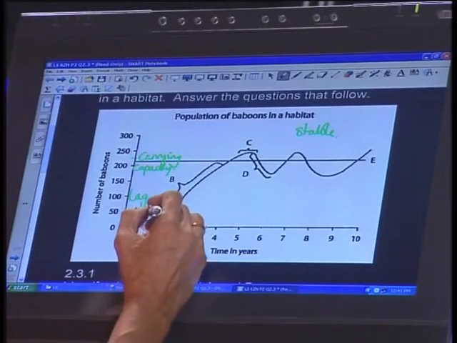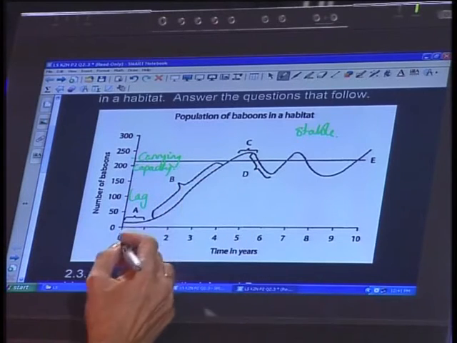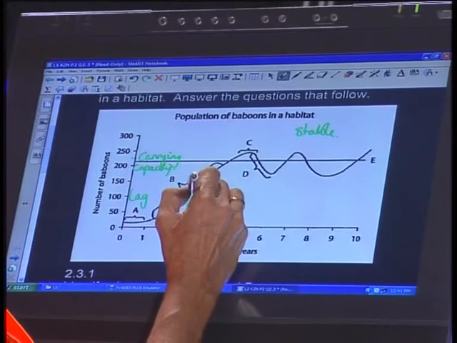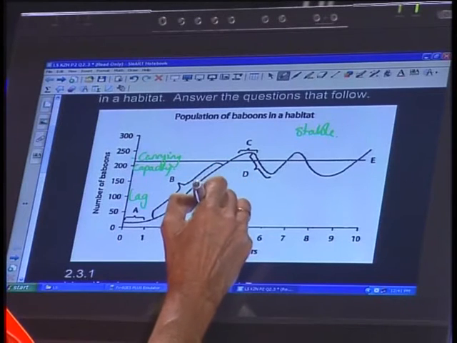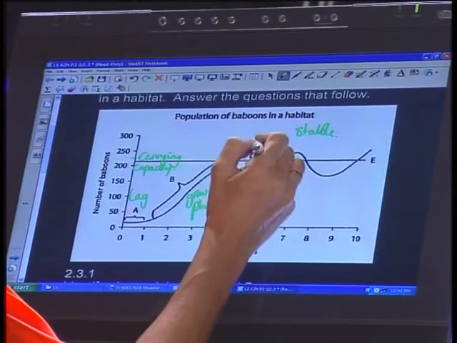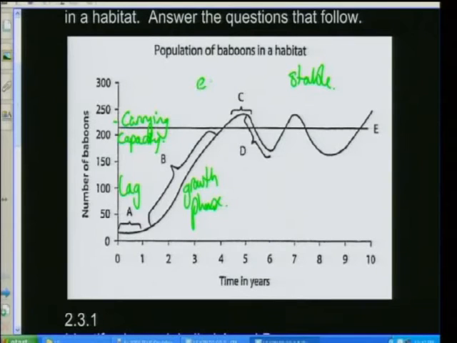Okay, then we have this huge geometric growth phase. So this here is your growth phase. Okay, and the next phase here, this is the equilibrium phase. All right, and then D, well, here it starts to decline. So what's happening here is that your death rate is higher than your birth rate. Okay, so we'll have a population decrease phase here.